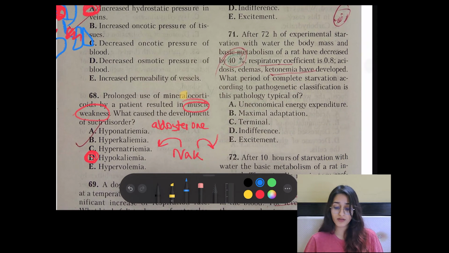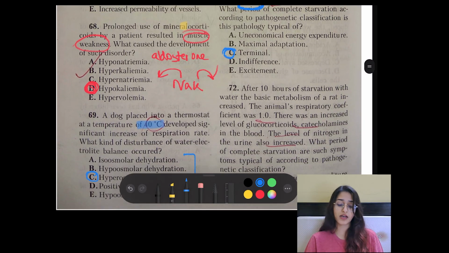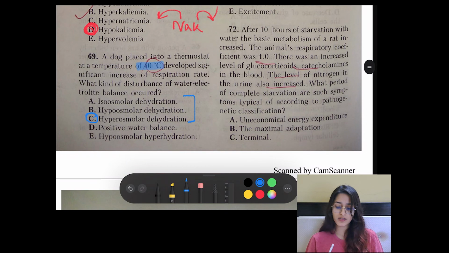Next, after 72 hours of experimental starvation with water, the body mass and basic metabolism of the rat have decreased. So basic metabolism has decreased even further, and the respiratory coefficient is 0.8. It is characteristic of protein, and proteins are utilized in stage 3, and that is your terminal stage. So because proteins are utilized, there is a decrease in oncotic pressure, there is formation of edema, and this is your last stage of starvation.